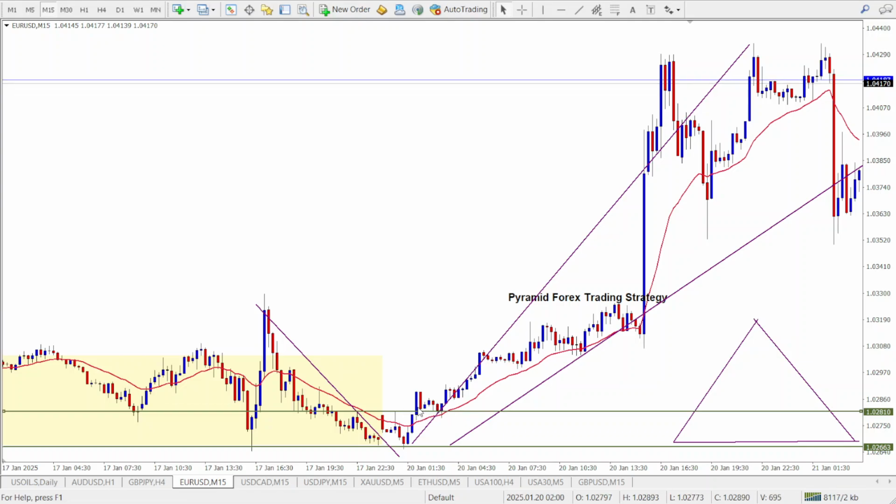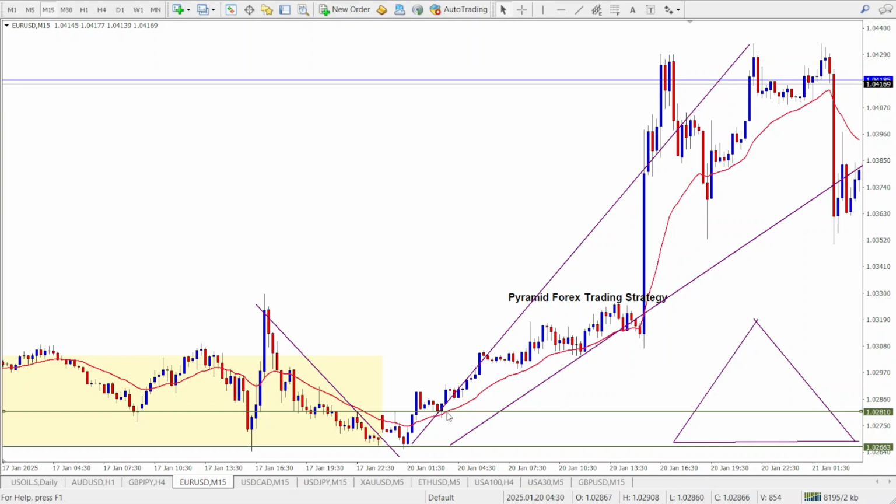Then you enter your base position. Keep this position small to minimize risk. Now the next thing to do is to wait for confirmation. Allow the market to move in your favor before adding to your position. Look for signals like higher highs and higher lows in an uptrend.